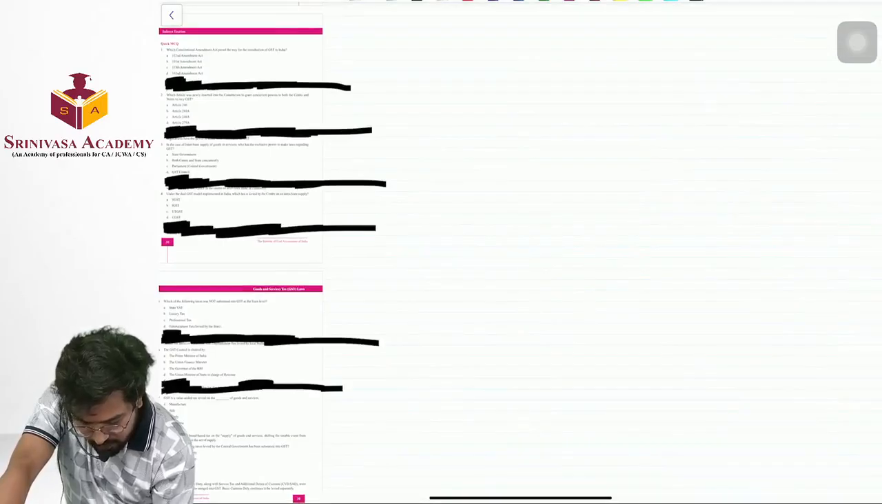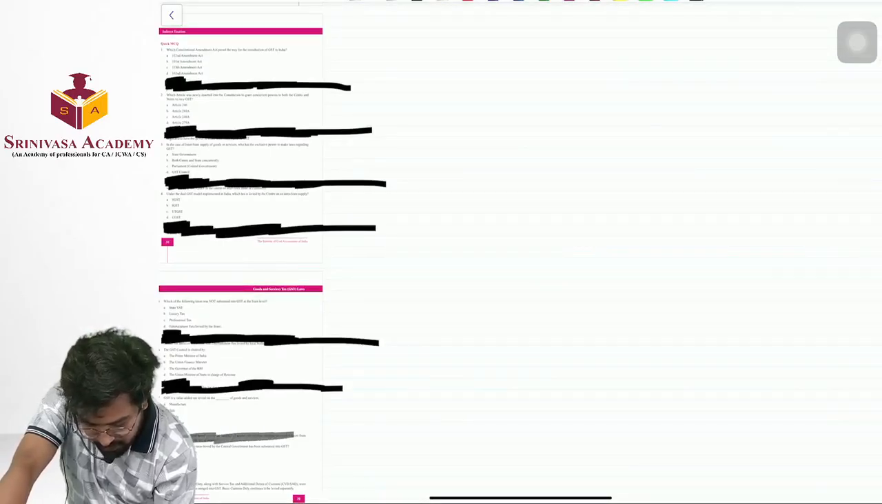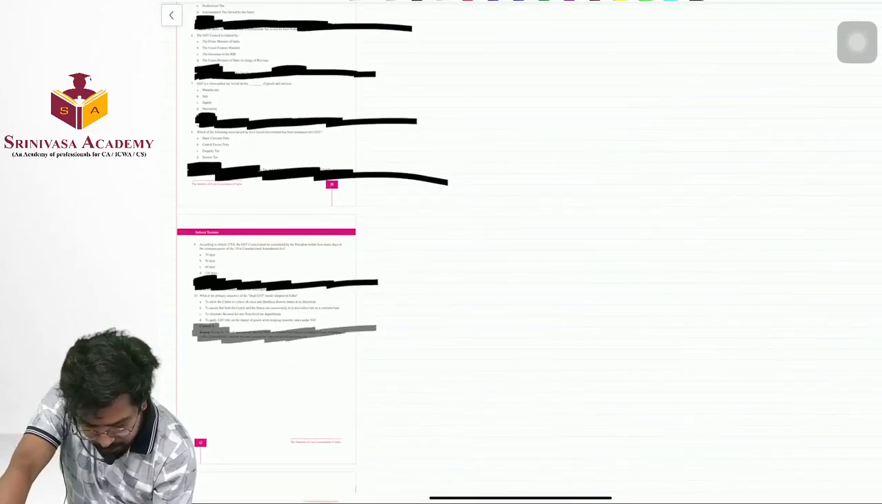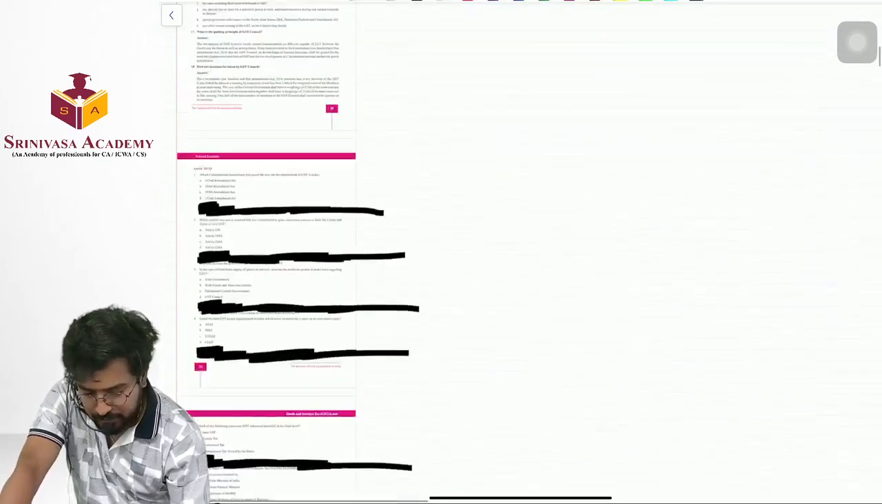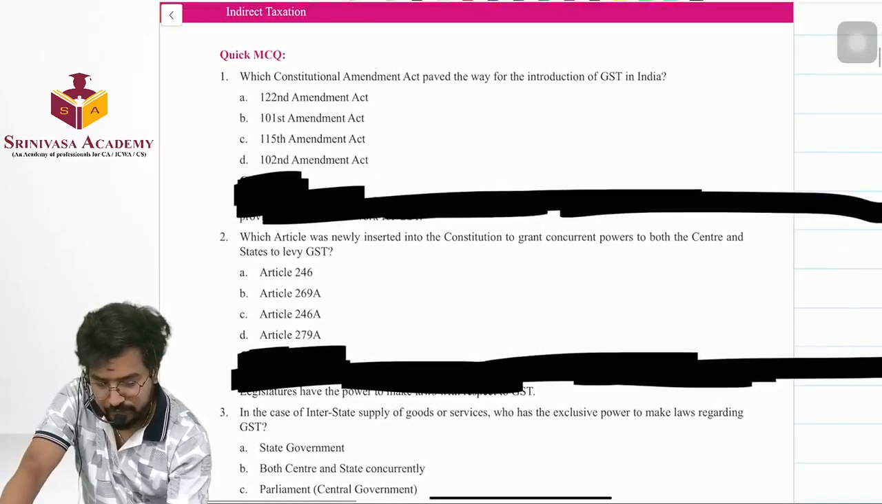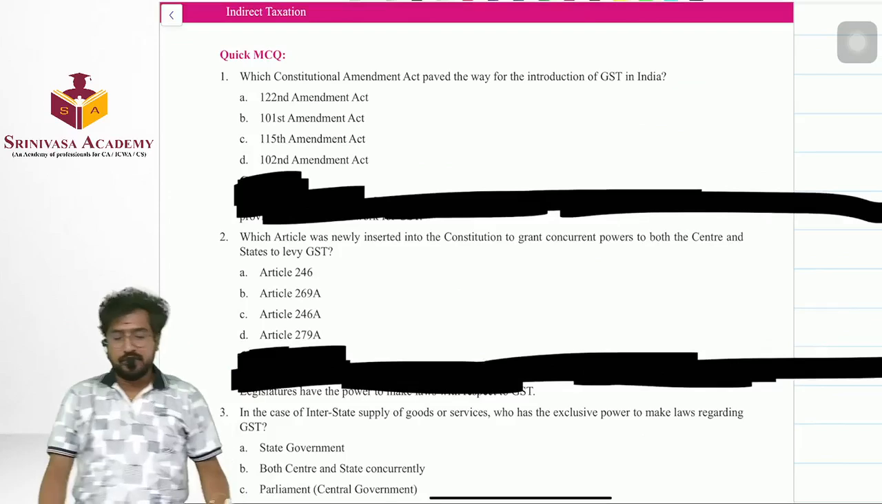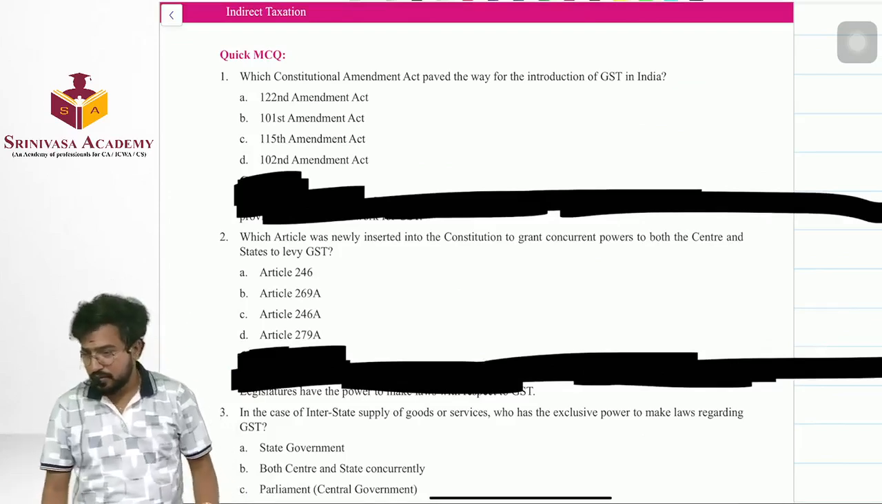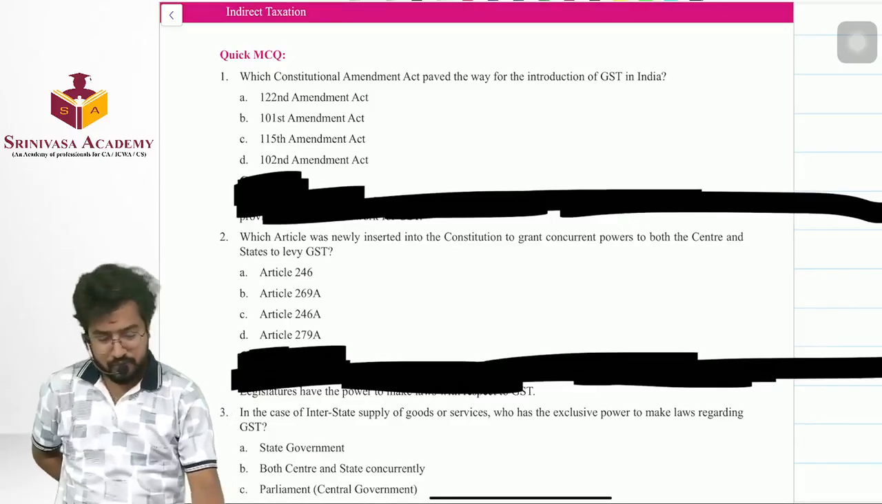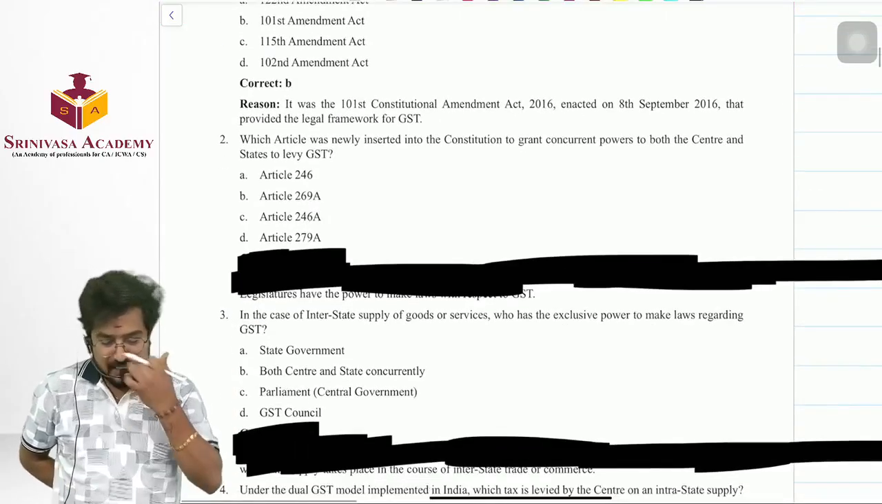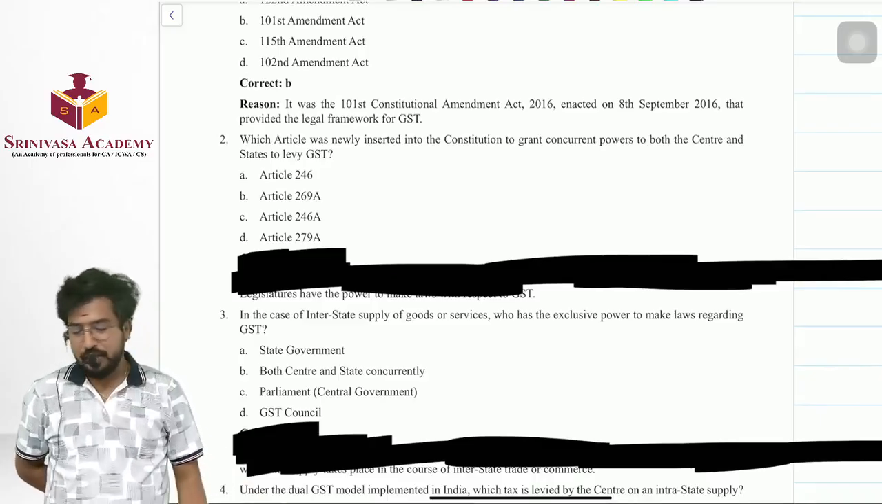You don't turn the pages now. I will show you the question. Okay. You don't turn the pages. Yes, listen. What is the answer? Which Constitution Amendment Act paved the way? Okay. Next.